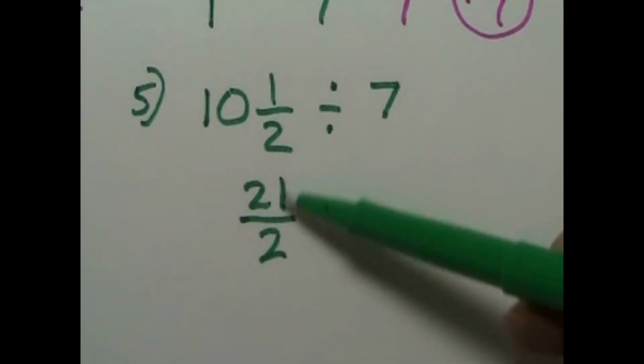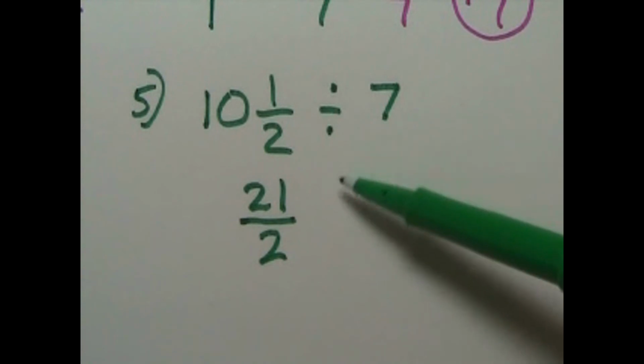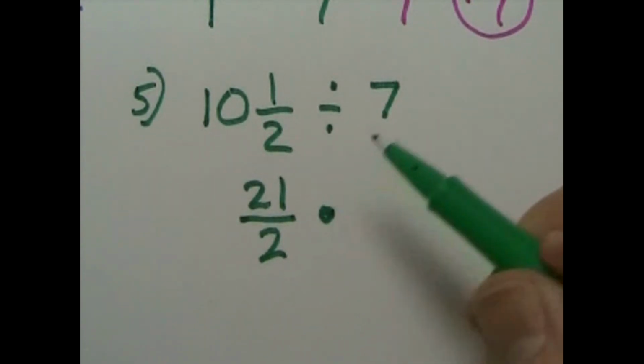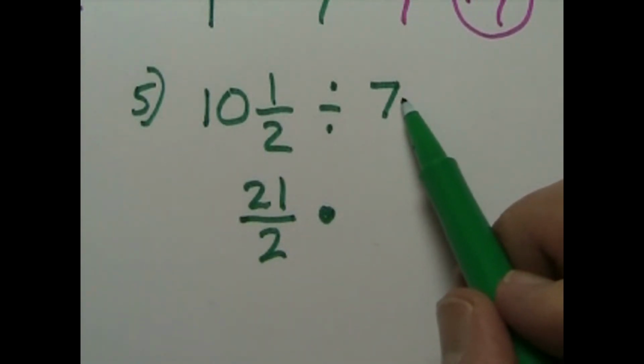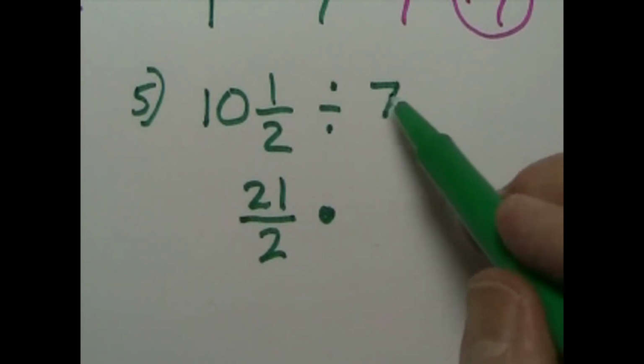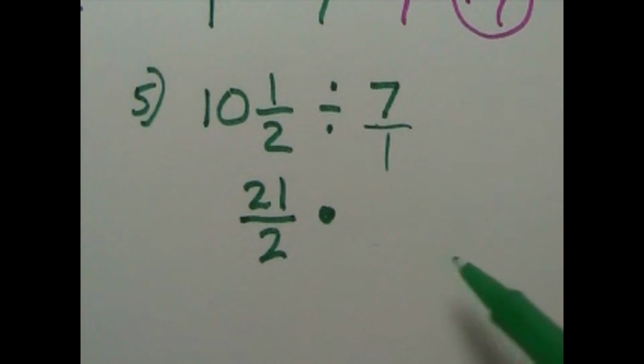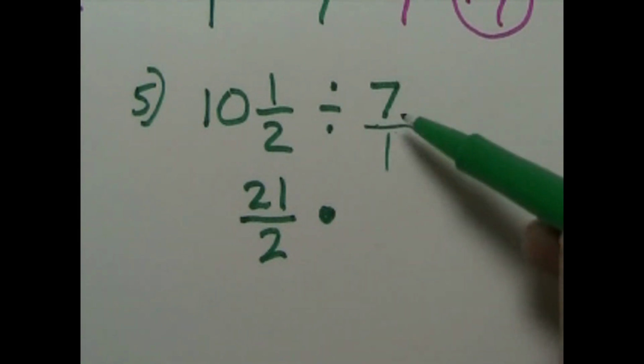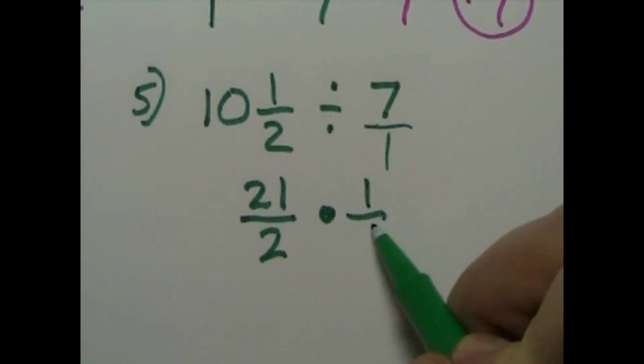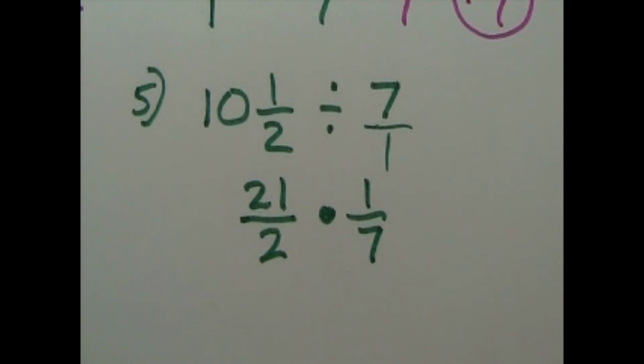Okay, so I'm going to freeze this. I'm going to change this divide to times. And I'm going to flip this second one. Well, flip it, there's nothing there. So, you know what? I need to put a 1 under it. And now I can flip it. So it's going to be 1 over 7.